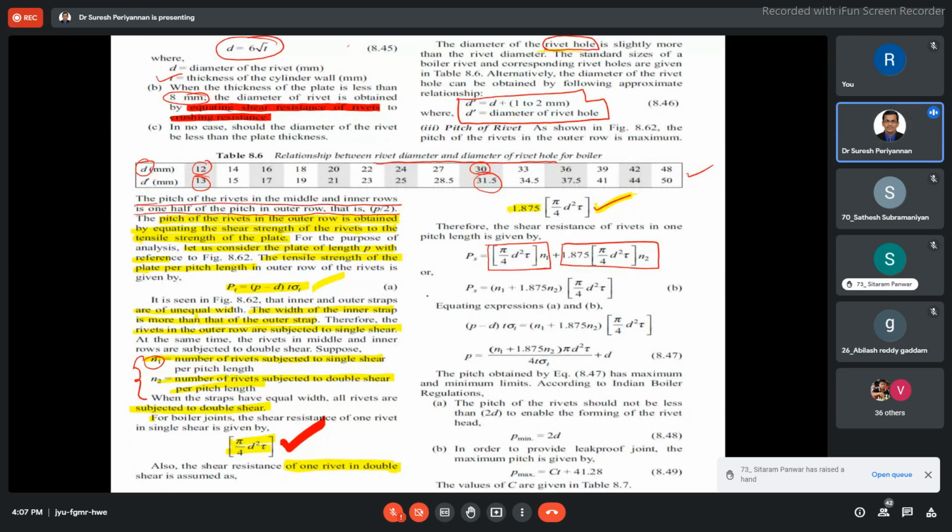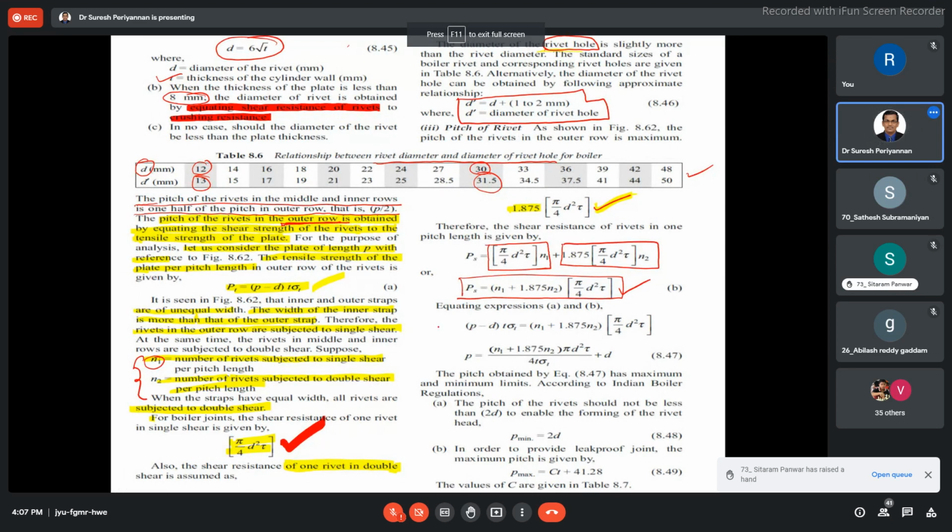Now simplify this equation. This is P_s, the shear resistance. Now, what is our condition here? To find the pitch of the rivets in the outer row, it is obtained by equating the shear strength of the rivet to the tensile strength of the plate. Now find the tensile strength of the plate.